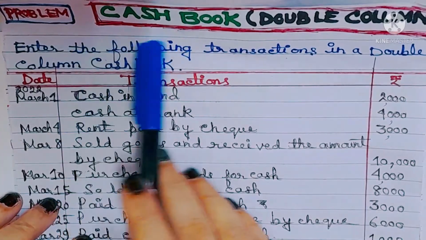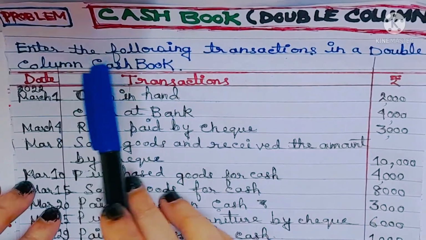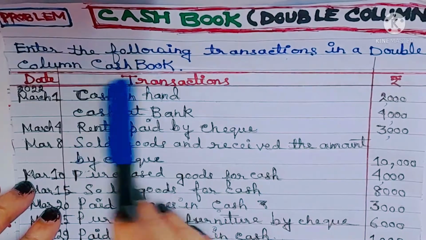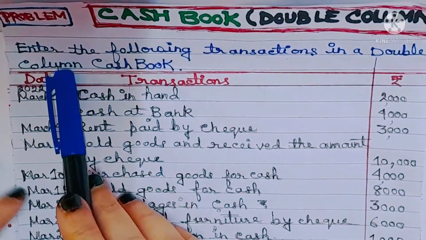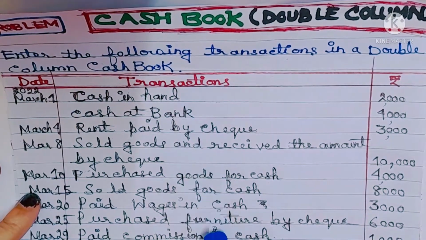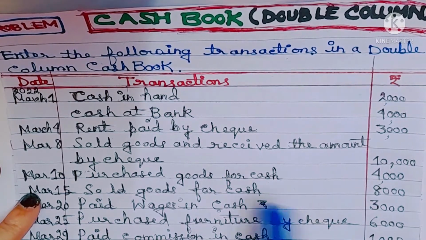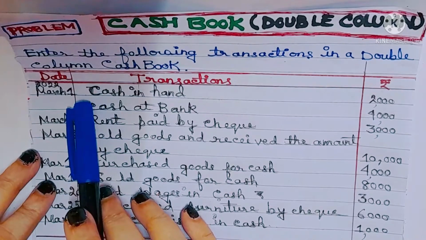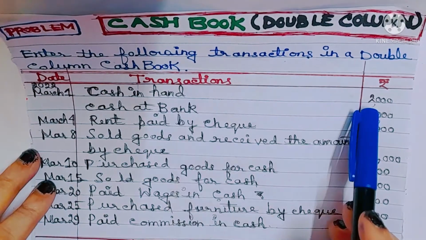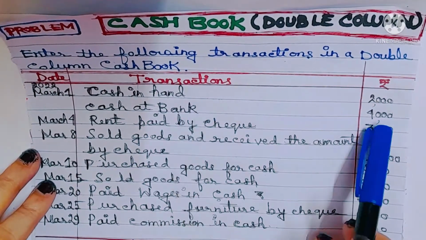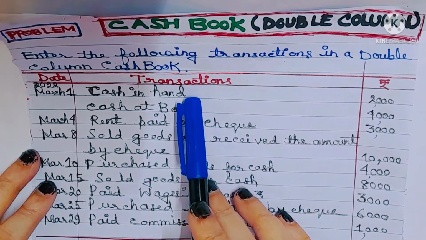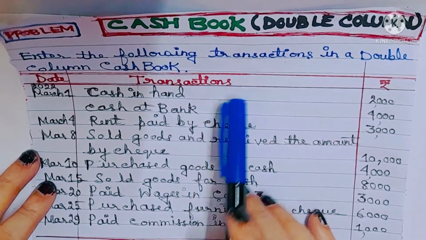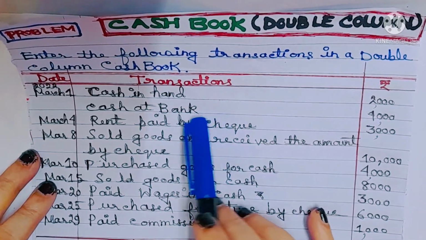So here is the problem: cash book double column. Enter the following transactions in a double column cash book. Here is the column of date, here is the column of transactions, here is the amount column. So what is the first transaction? 2022, 1st March, cash in hand is 2000, cash at bank 4000. So this is the opening balance of cash in hand and this is the opening balance of cash at the bank.